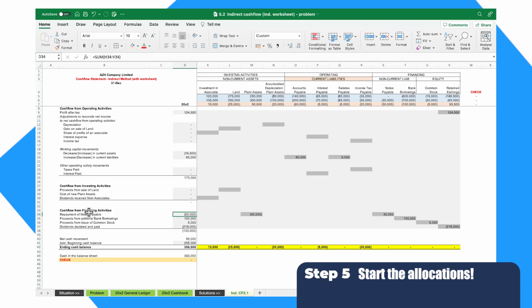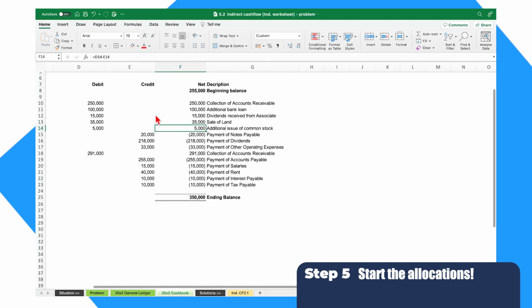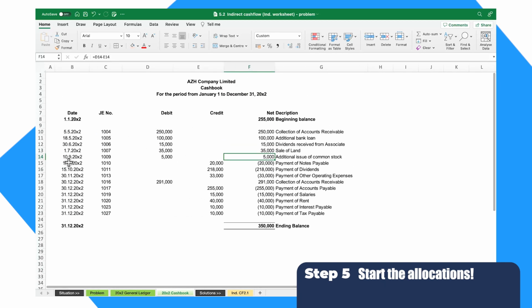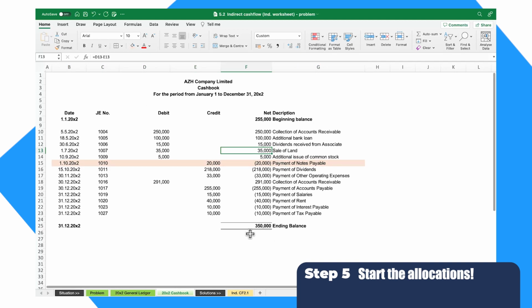And here you will see that a repayment of note payable of 20,000 was made. You can verify this by checking the cash book, for example. Here you see that there is a repayment of 20,000 of notes payable going into the bank.